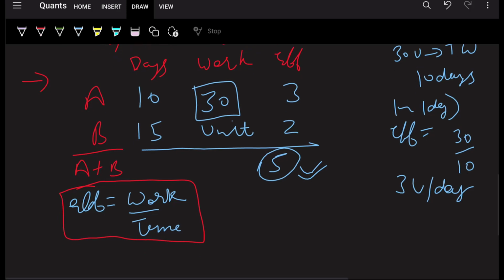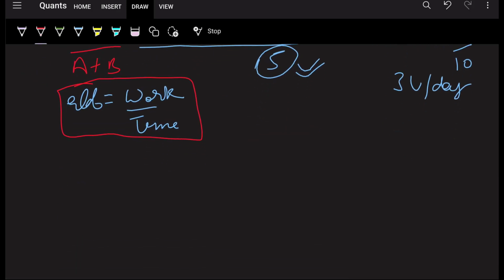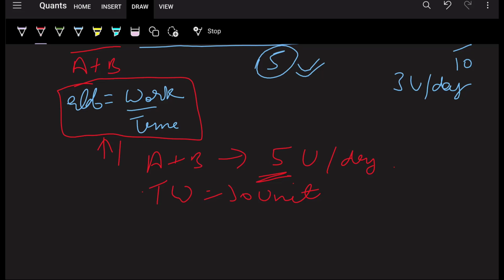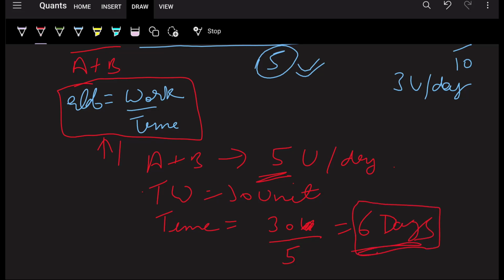So now, if the A plus B efficiency is 5, that means 5 units per day, and the total work is 30 units. So how much time will they take? We will apply this formula only. Time will be equal to work, which is 30 units, divided by efficiency, which is 5. So this will be equal to 6 days, and we got the same answer from the earlier method also.